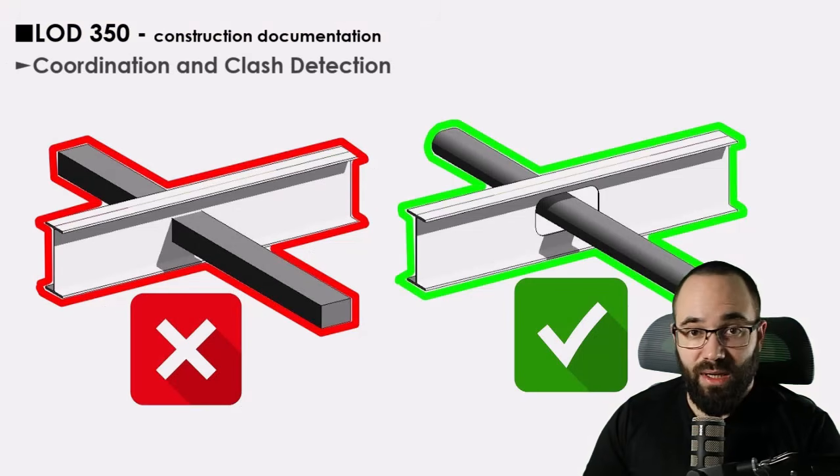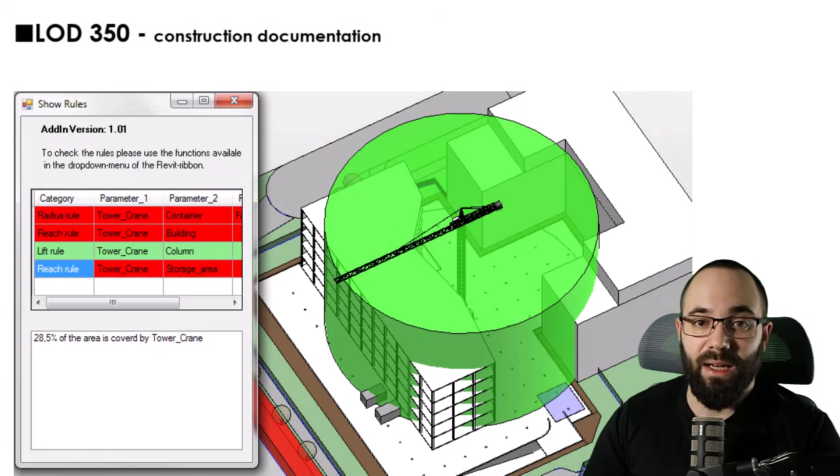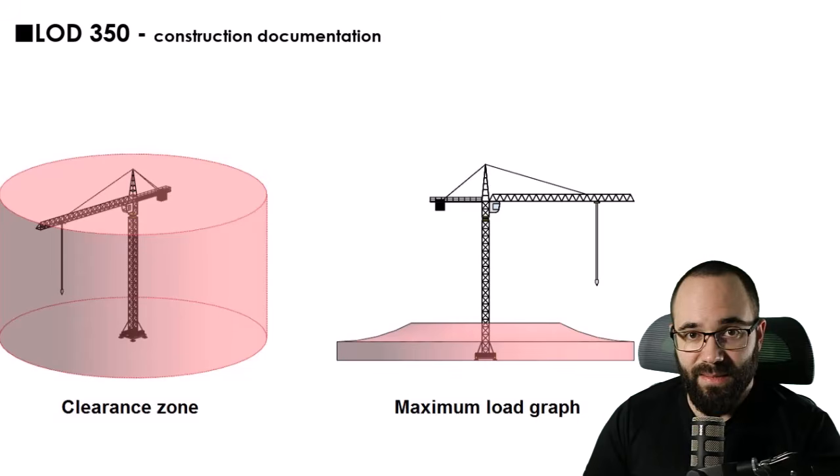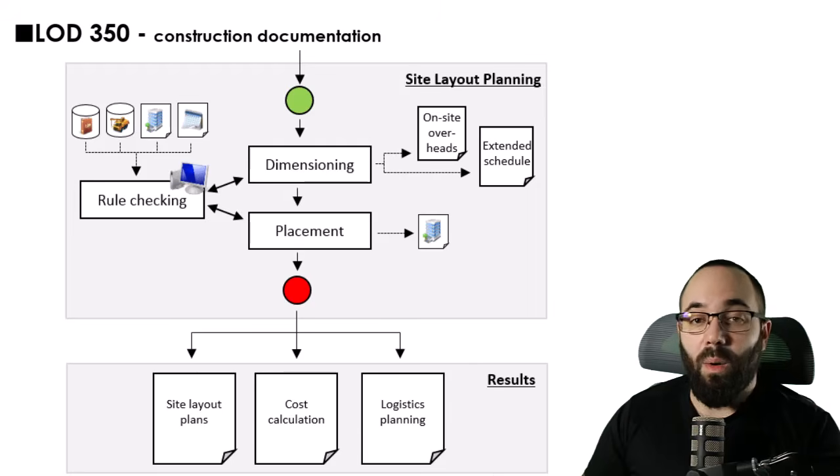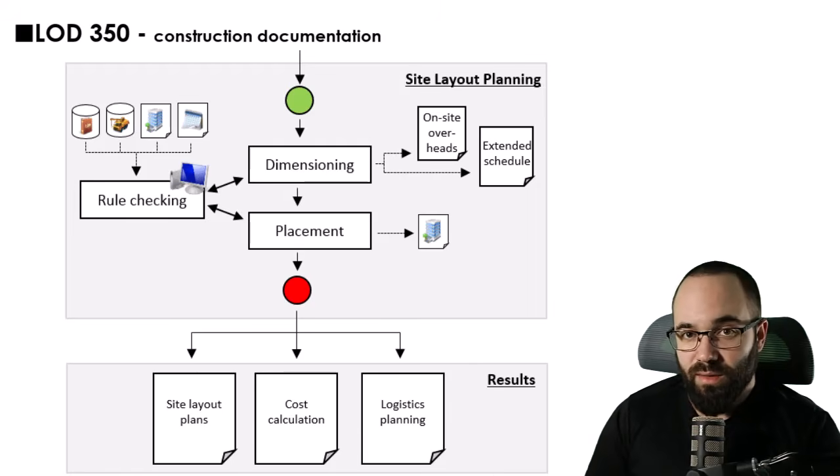Then we have coordination and clash detection. LOD 350 helps identify clashes and conflicts between different systems, such as structural, mechanical, and electrical. It ensures that all components align correctly during the construction process.